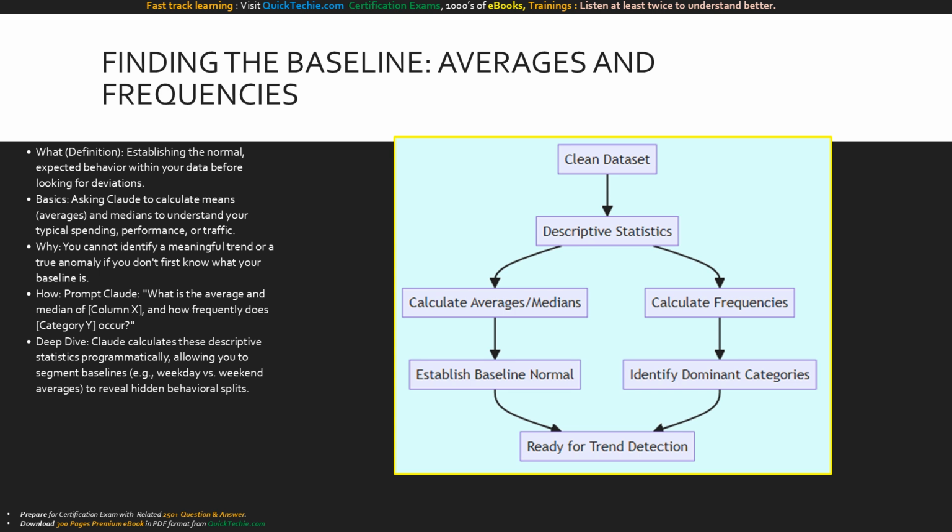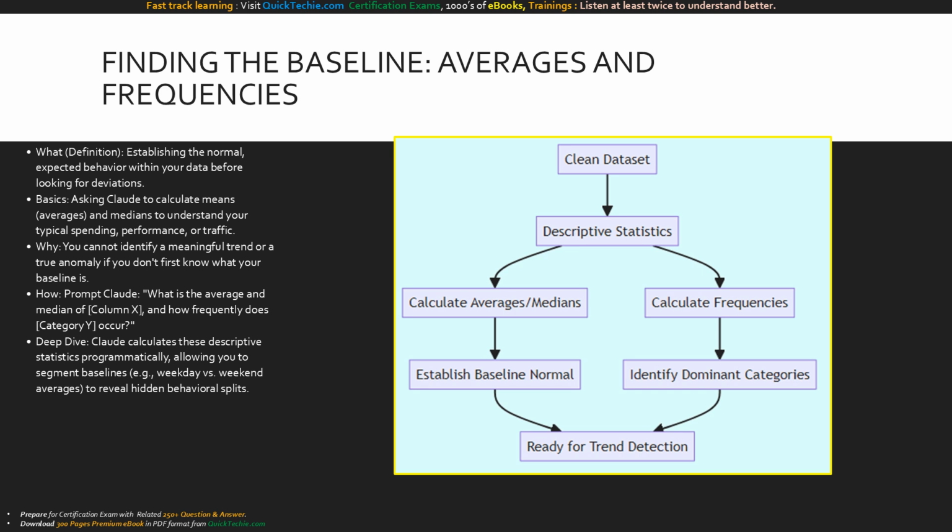Our deep dive reveals that averages can be deceptive if lumped together. Claude allows you to instantly segment these baselines. For example, comparing your weekday workout frequency against your weekend frequency, which instantly reveals context that a single flat average would completely hide. This flowchart shows the baseline process.